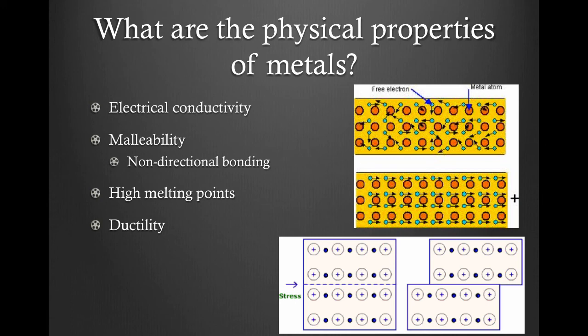And then ductility means the ability to pull the metal into long wires, and that's related to the malleability of the metals. So those are the physical properties of the metals.